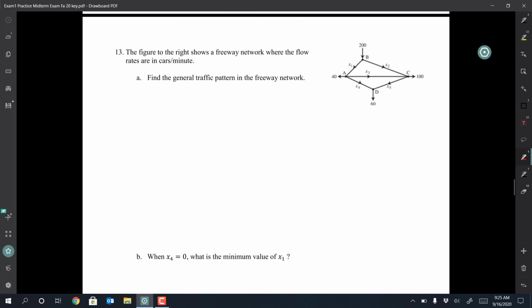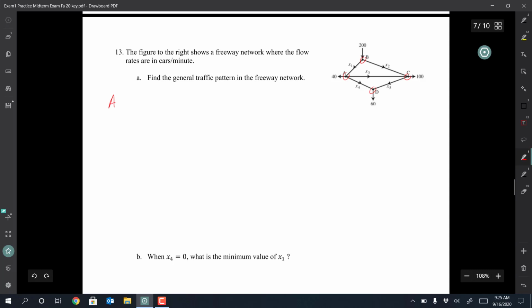So this is a network problem. The figure to the right shows a freeway network where the flow rates are in cars per minute. Find the general traffic patterns in the network flow. So the idea is I have 4 nodes here, node A, B, C, and D. And for each of those nodes, the flow in should match the flow out.